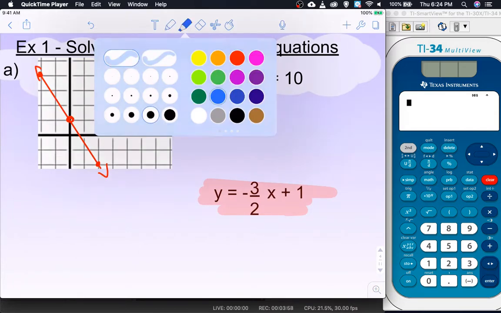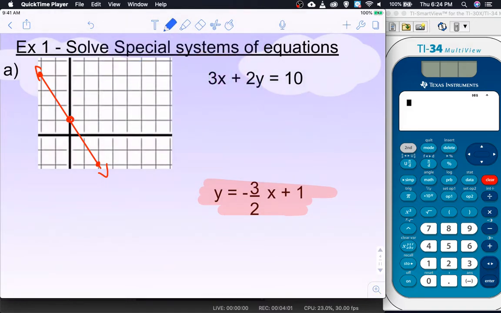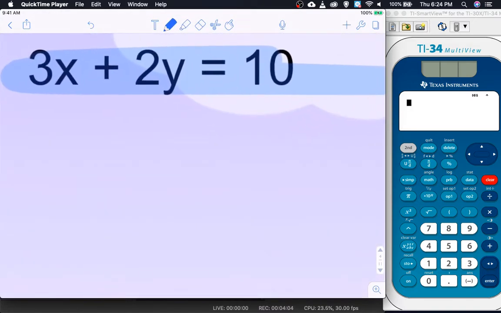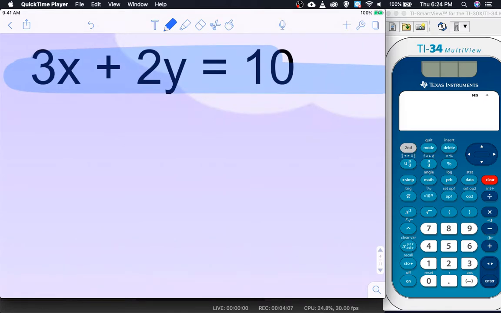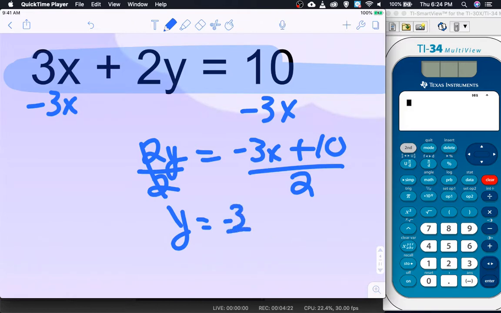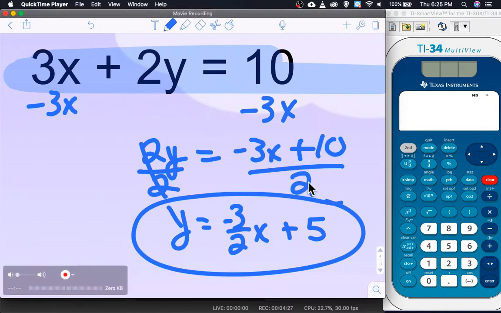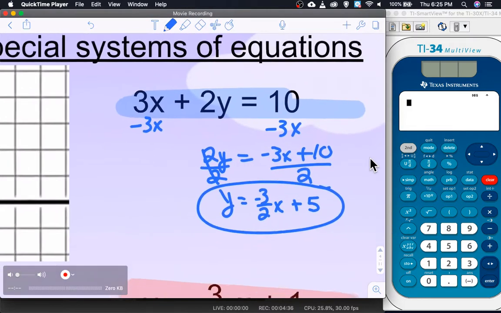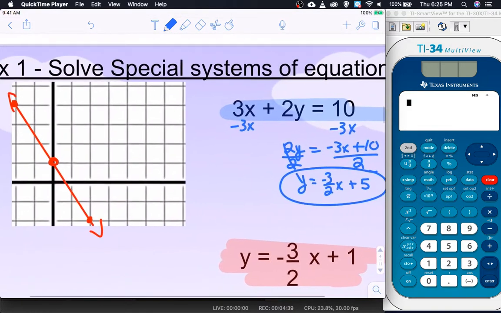Okay, the other one I'm going to do in blue. So let's highlight this. And in order to graph that, I must first solve for y. So I'm going to subtract 3x on both sides. I'm going to divide by 2 on both sides. This should hopefully be familiar to you by now. And that is what we got. So this is my -3 over 2x. This is where I got my +5. I took 10 divided by 2. Okay, if this is unfamiliar to you, you might want to check back some of the previous lessons.